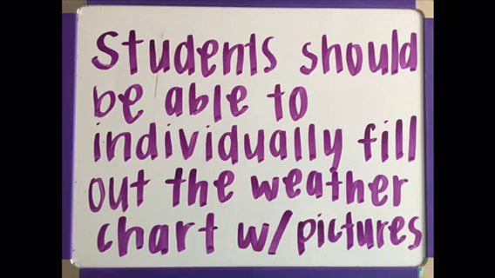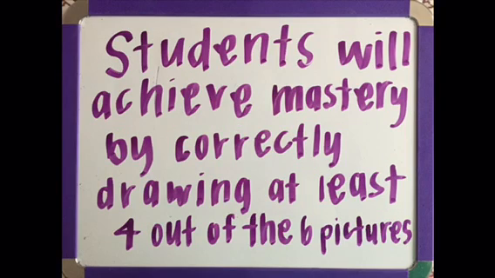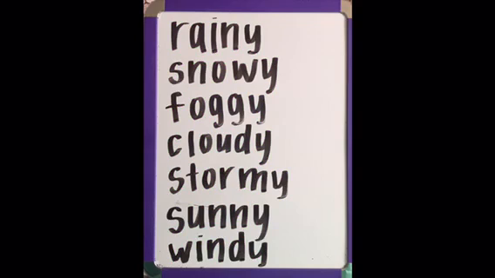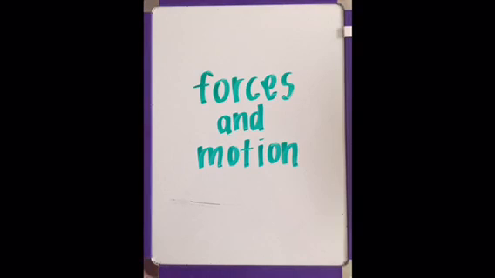Our objective states that students should be able to individually fill out the weather chart with the corresponding drawings. In order to achieve mastery, they will be required to draw at least 4 out of the 6 pictures correctly. The weather concepts covered in our book are rainy, snowy, foggy, cloudy, stormy, sunny, and windy. Other concepts that are addressed in our book are forces in motion.